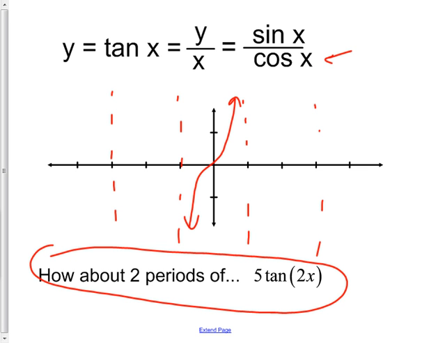2 periods of 5 tangent of 2x. Yes, that would be okay. Yep, that works.